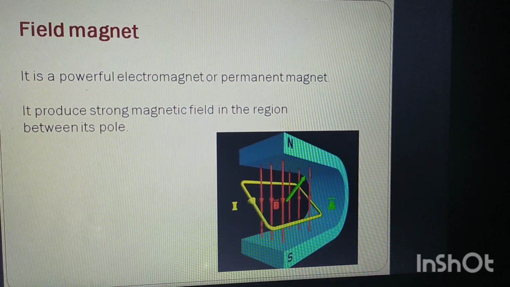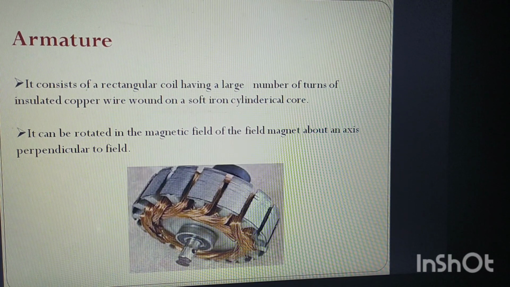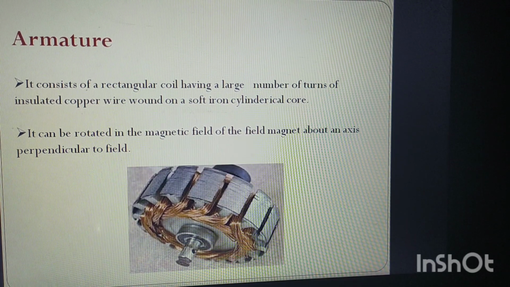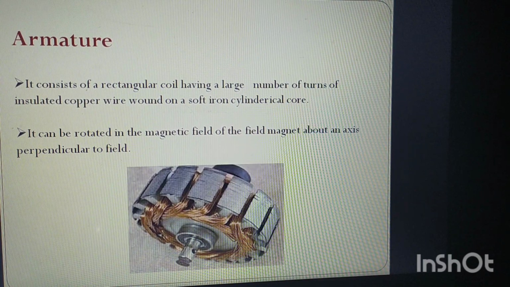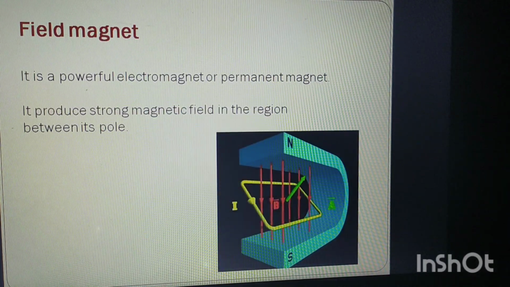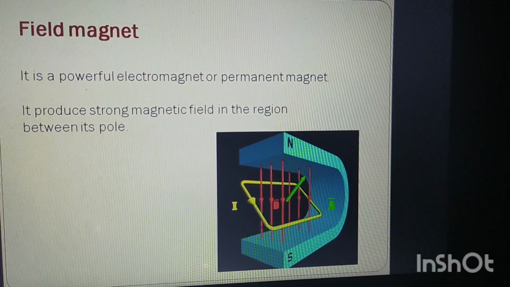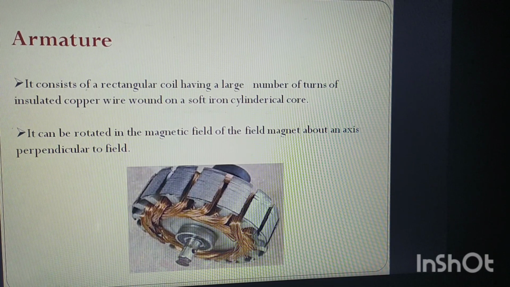Now, what is the next component? It is an armature. What is an armature? It consists of a rectangular coil which has a very large number of turns wound on an insulated copper wire. As you can see from the previous image, this is the coil that we are talking about. This is to be rotated using this AC generator. So we can see what an armature is.